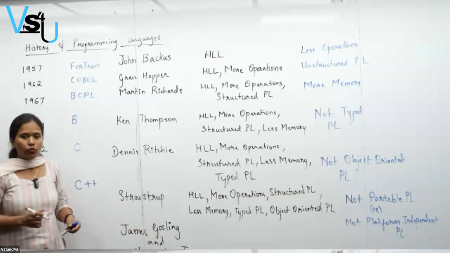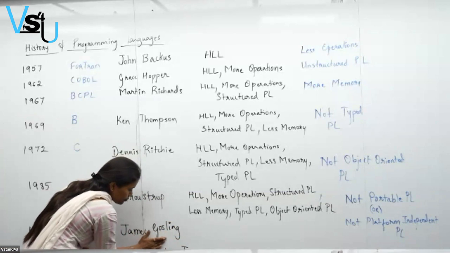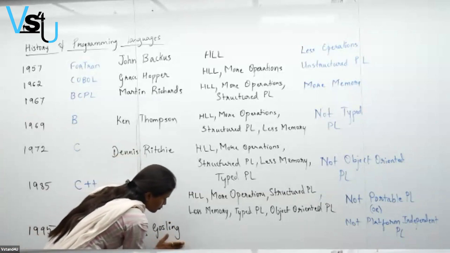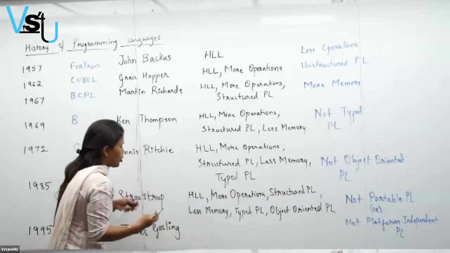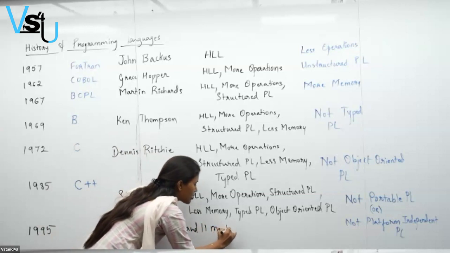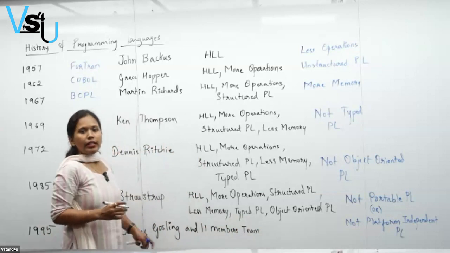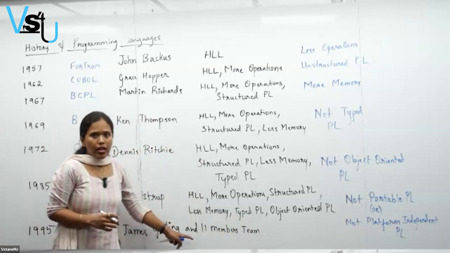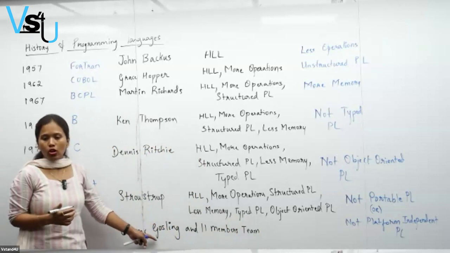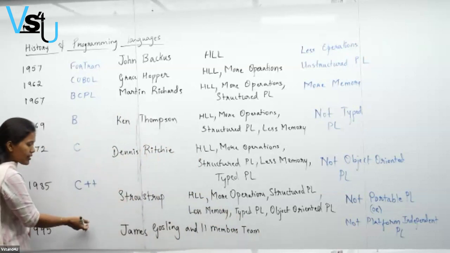Oh, it is not visible, whatever I have written here. Okay, I'll write it here only. James Gosling and 11 members team. Are you all getting it? All these people, who was the main person, who was the head of the team? James Gosling. He was leading this 11 members team. They are the ones who were working on this language.